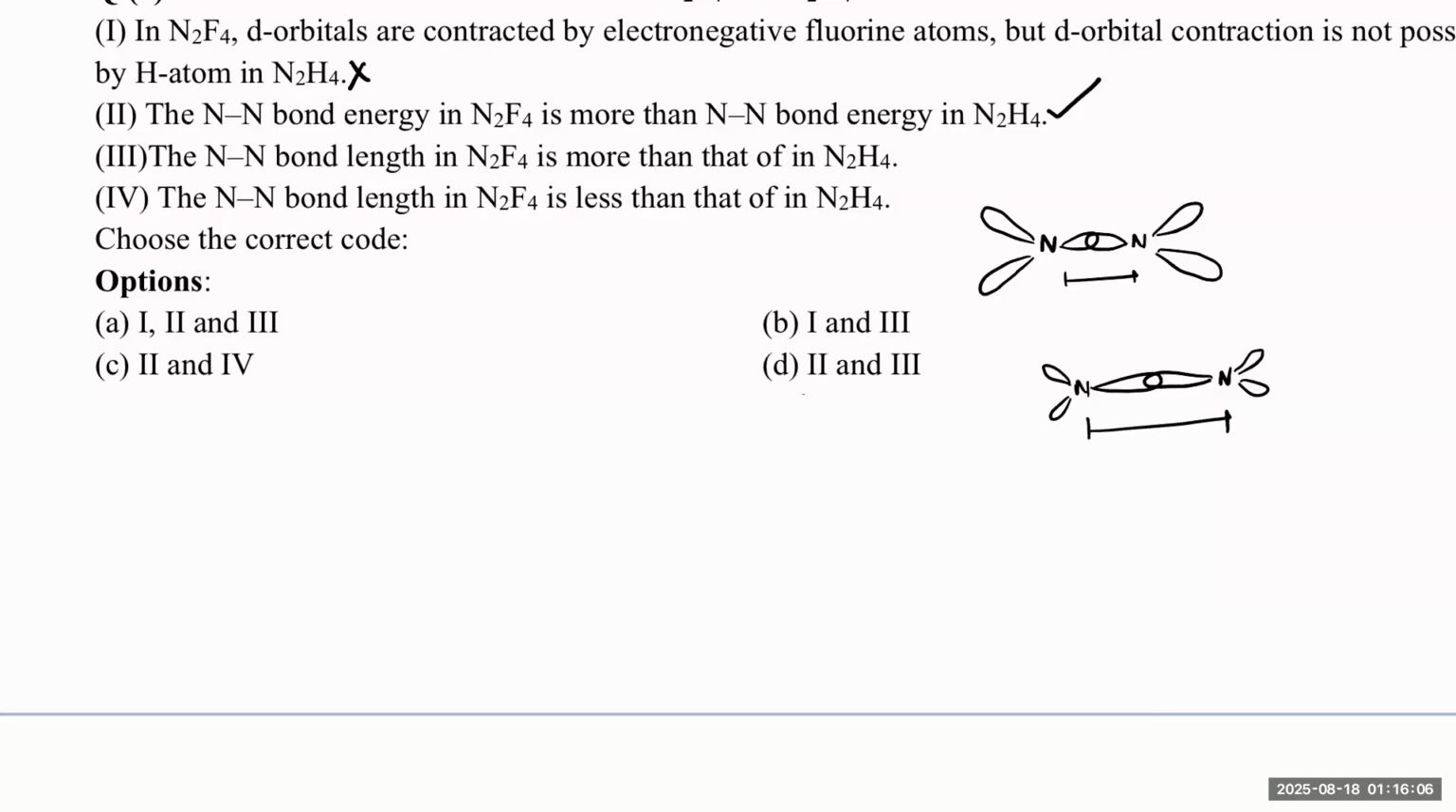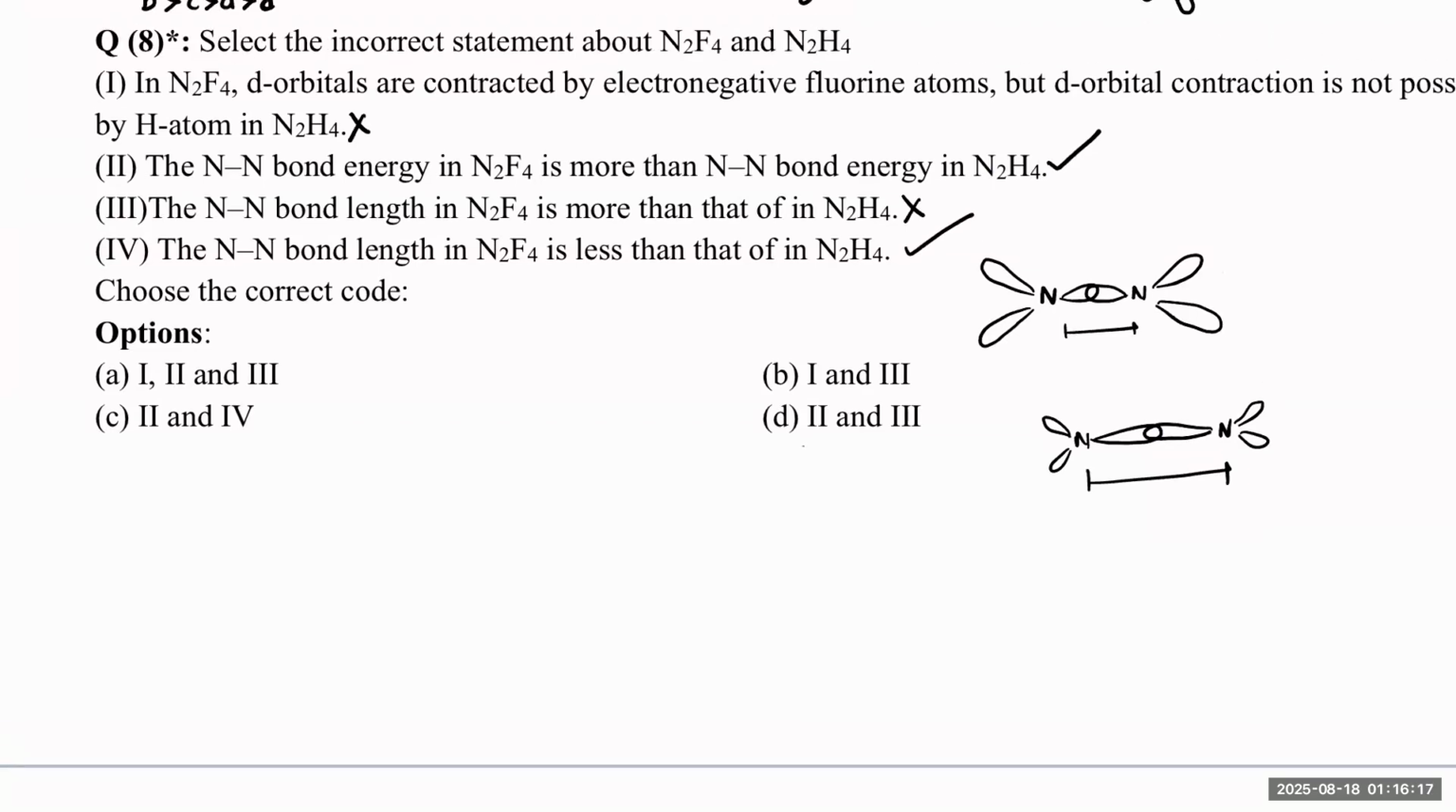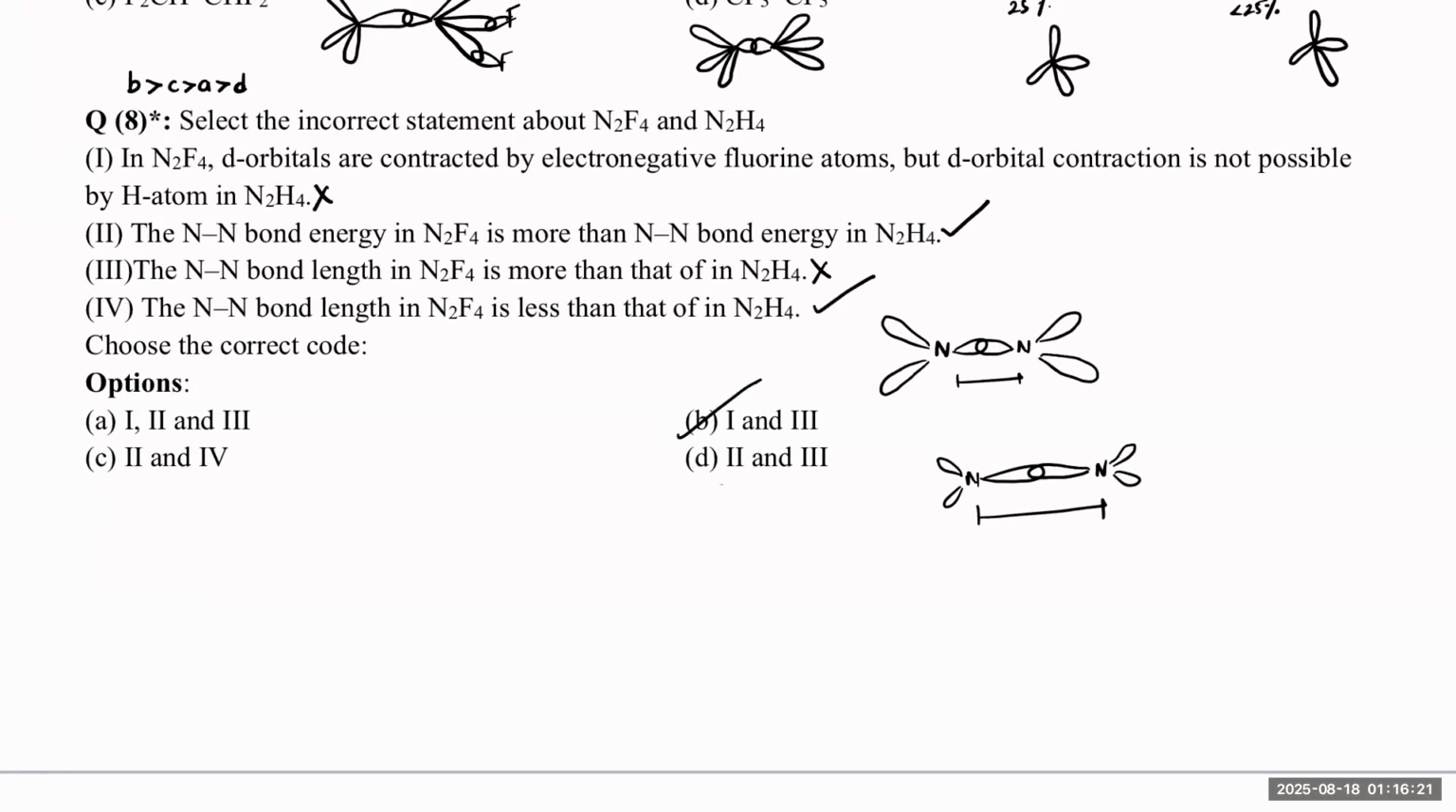Next one. N-N bond length in N2F4 is more than that of N2H4, this is incorrect again. Just now we discussed that it is shorter. So which of these statements are incorrect here? 1 and 3. Clear, everybody?